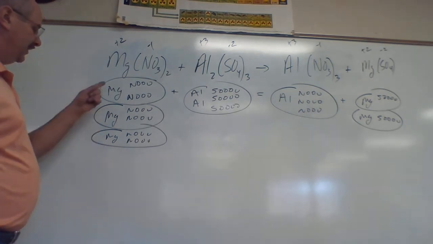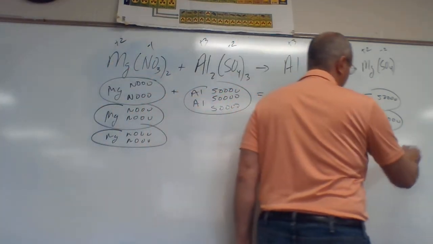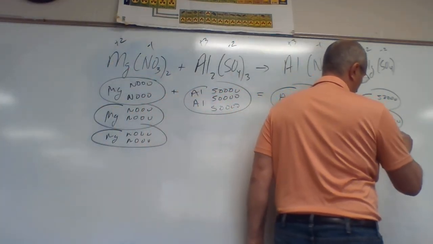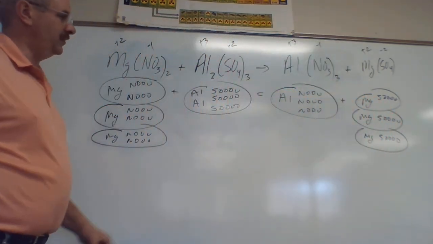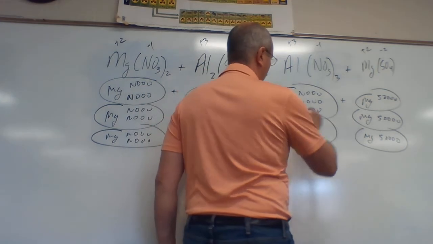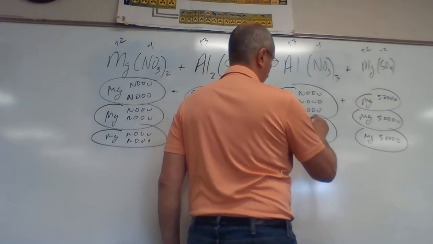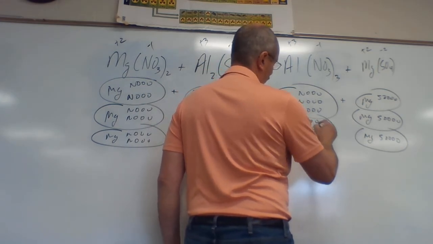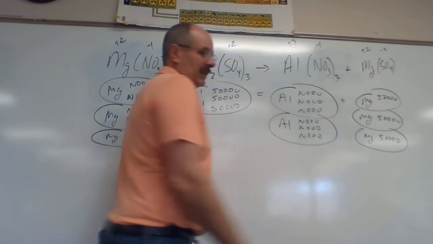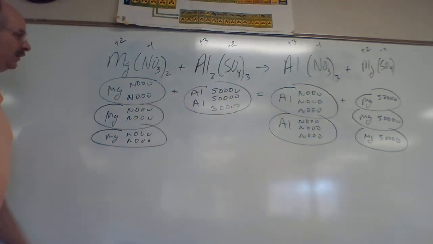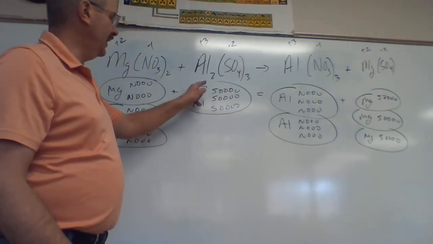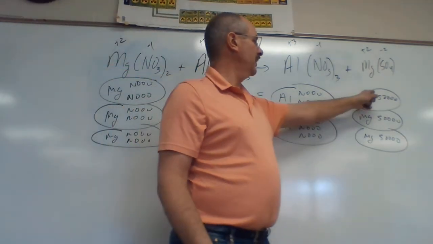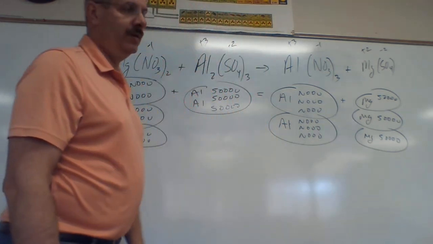Let's see where we're at. So I got 3 Mgs, let's do another Mg over here. N's, I got 1, 2, 3, 4, 5, 6. Ooh, can I make this 6? Yes, I can, if I double this. There's my 6 N's. Sweet. All right. Skip the O's. Let's do Al's. 1, 2. This side I got 1, 2. That's good. S's. 1, 2, 3. Over here I got 1, 2, 3. Sweet. Yeah, this is looking good.